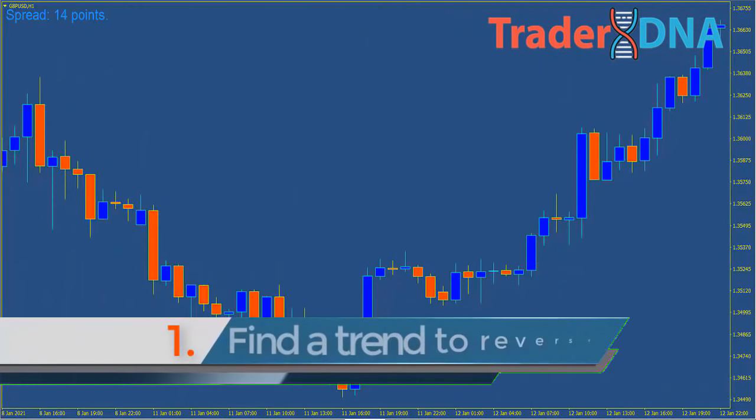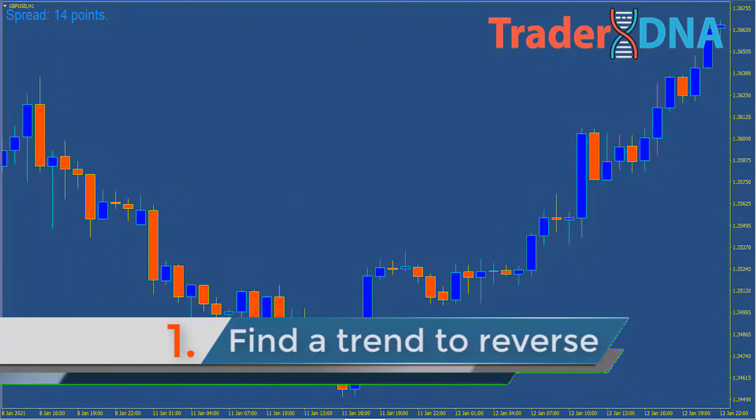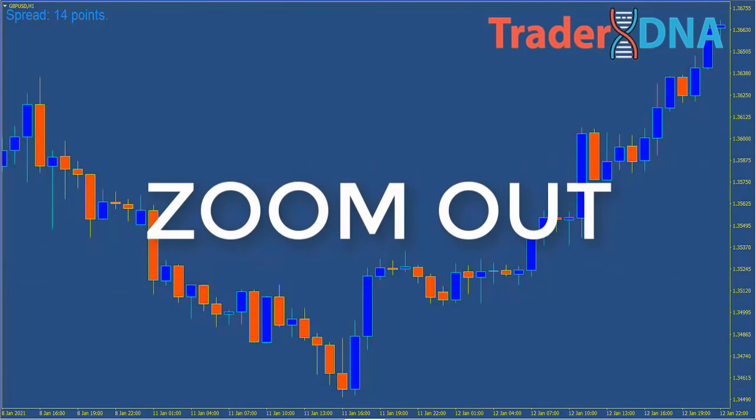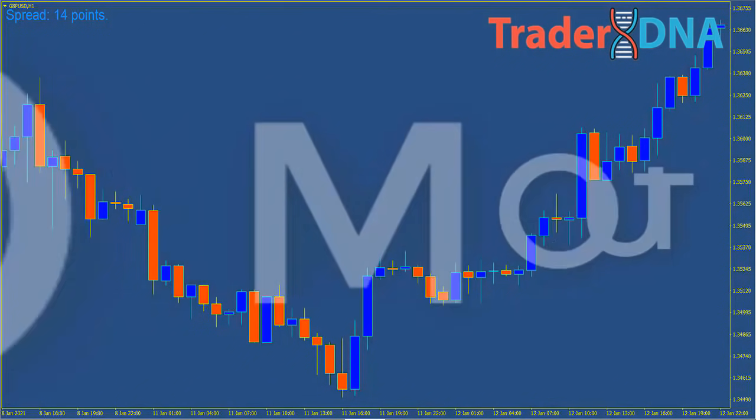Step 1. Find a trend to reverse. Don't get confused and bogged down in the detail. Clear all your indicators off your chart and get it nice and clean. Zoom out. If a trend jumps off the screen, it's likely that you have something to work with.